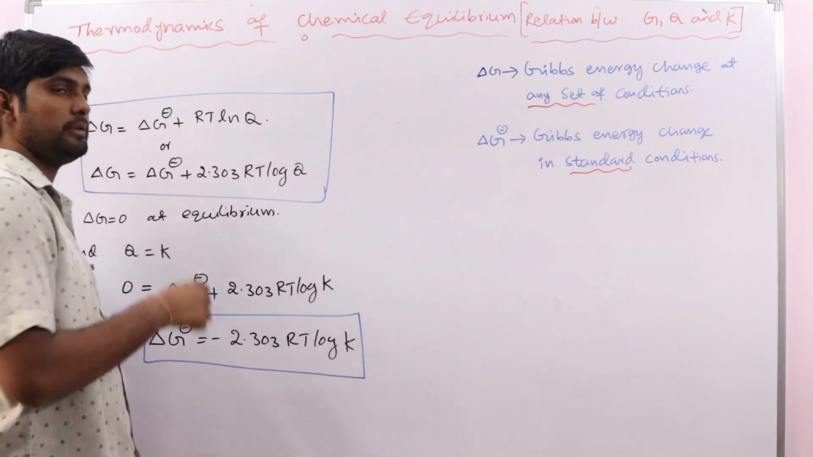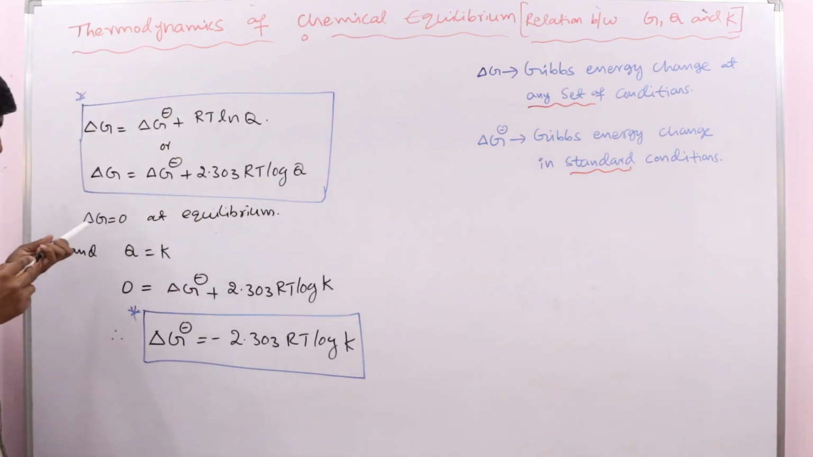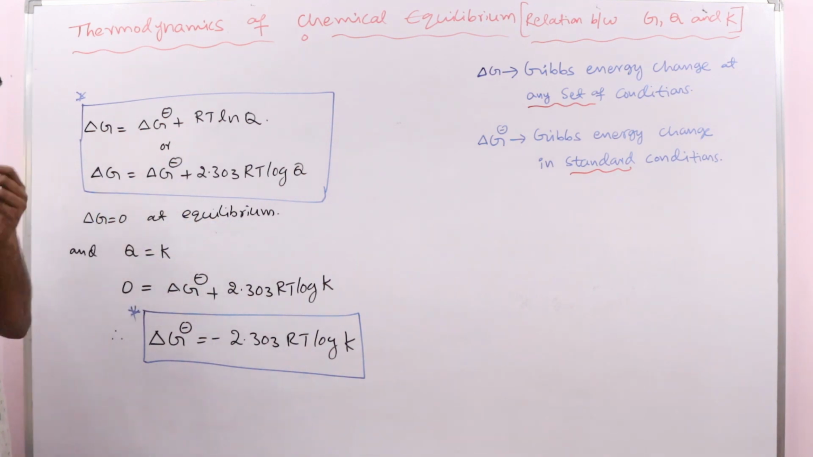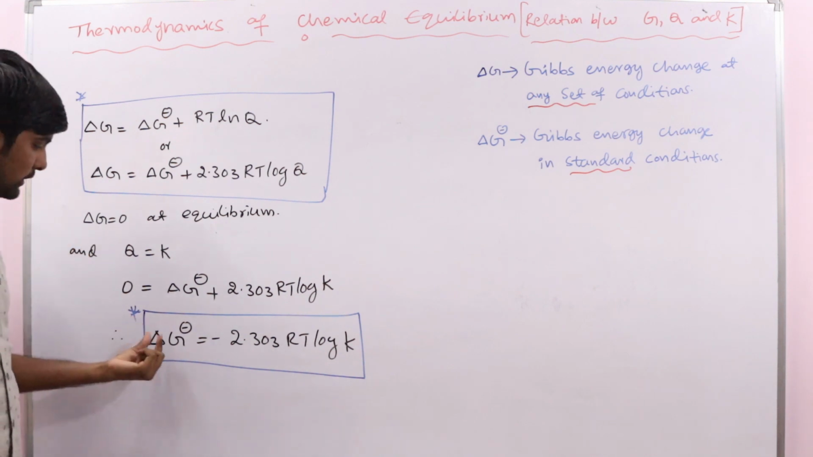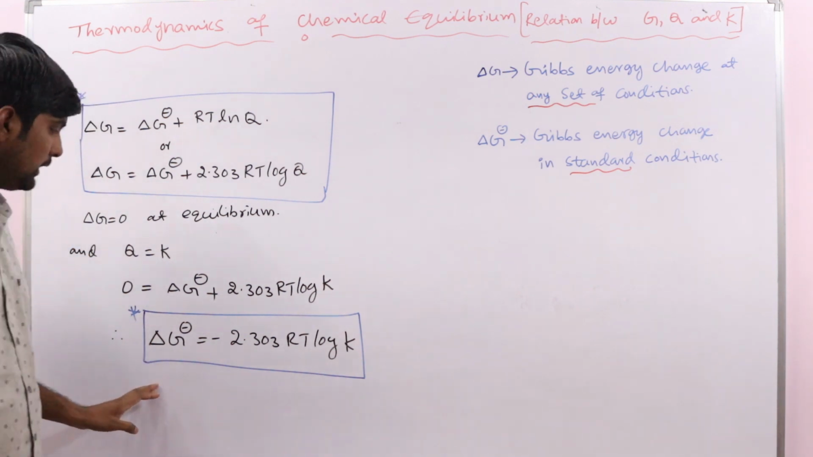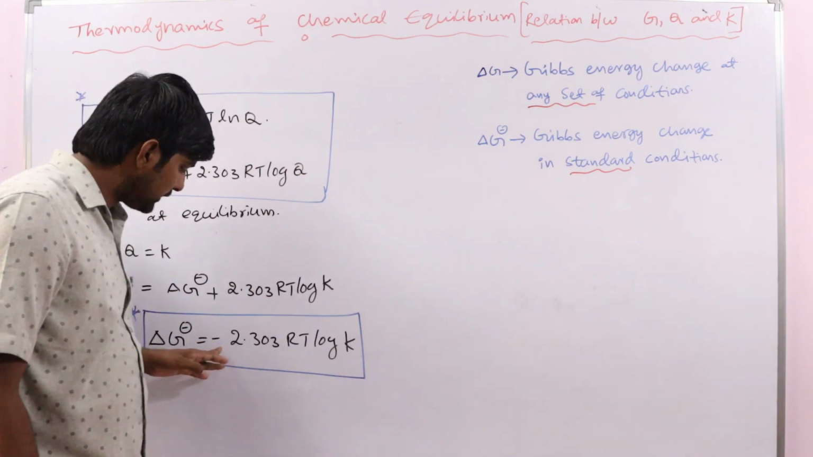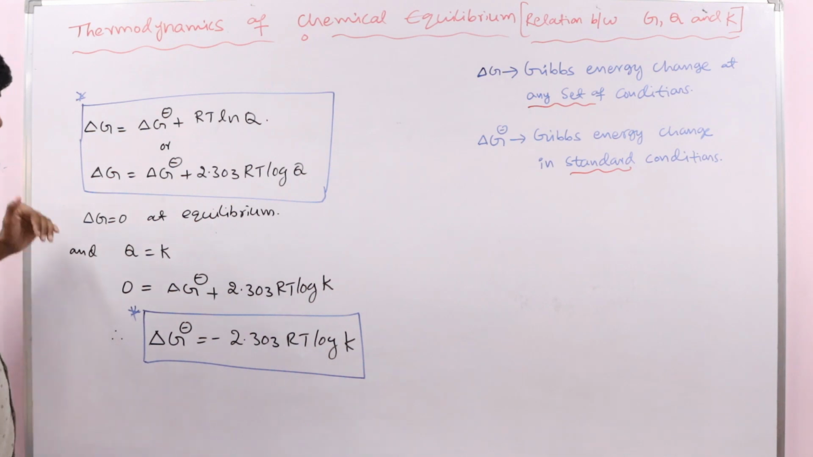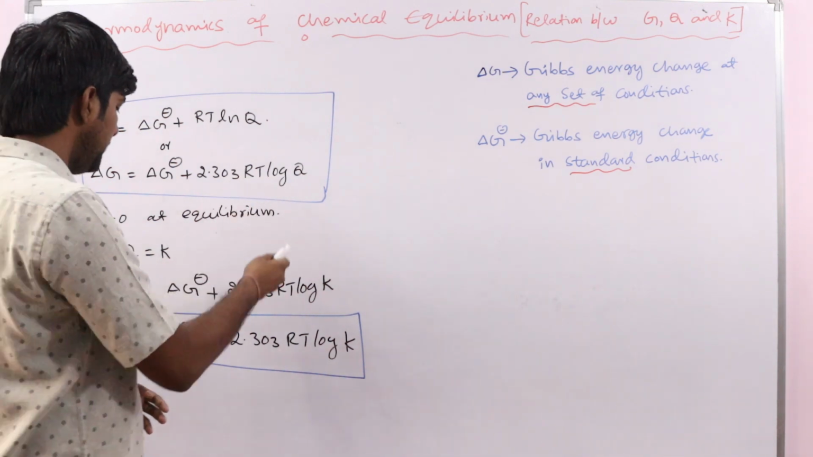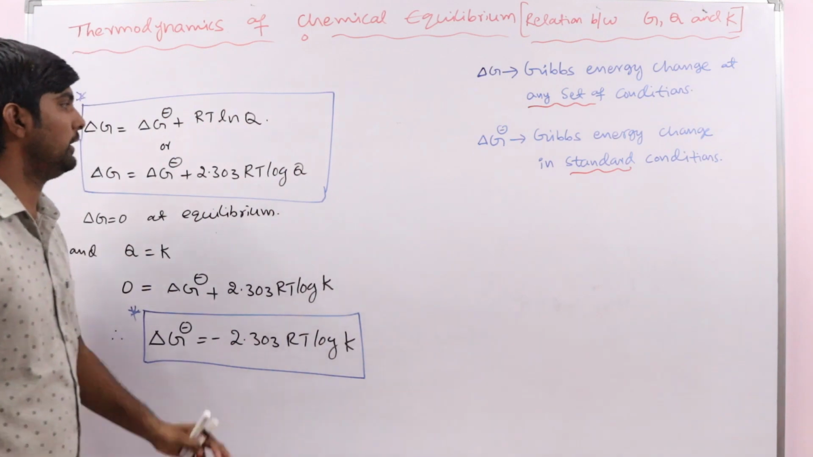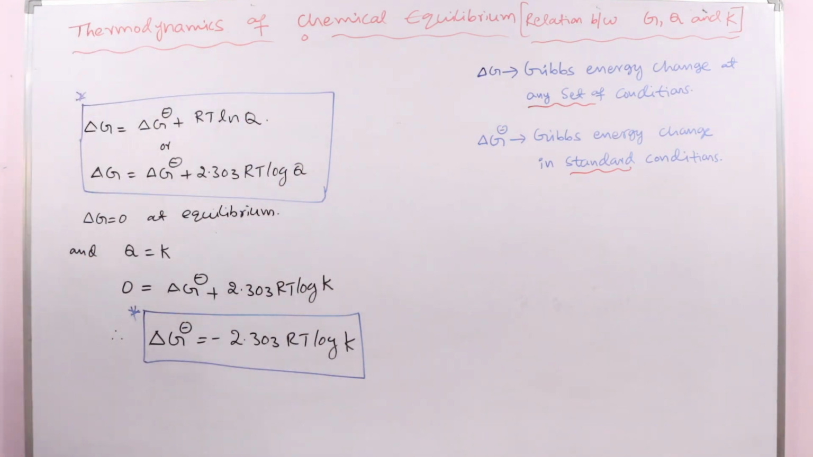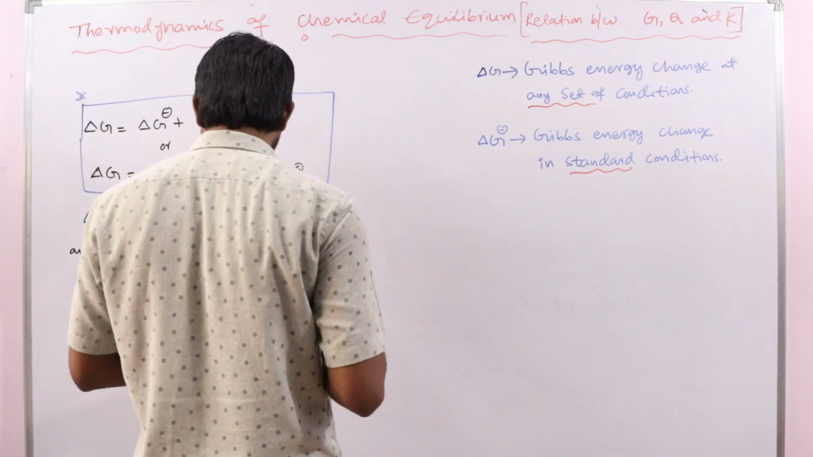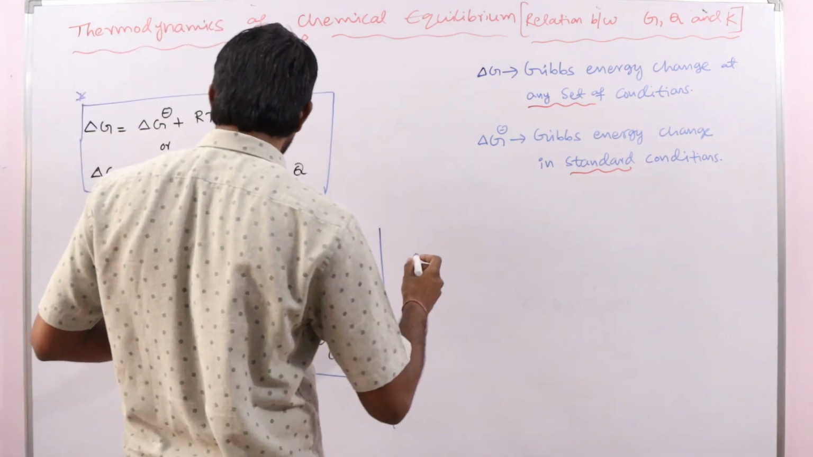This is the base relation. From this, at equilibrium, we already discussed Gibbs energy change is equal to 0, and the standard Gibbs energy change at equilibrium is equal to minus 2.303 RT log K. Clear? Now depending upon the given problems, we can rearrange these equations in different forms. Suppose for example this we can write in this way also.